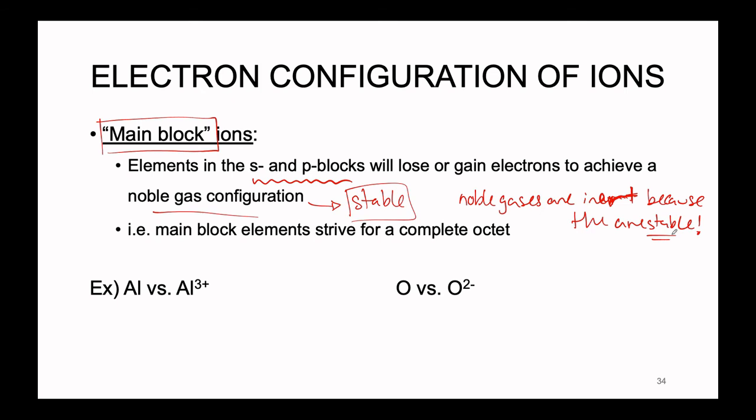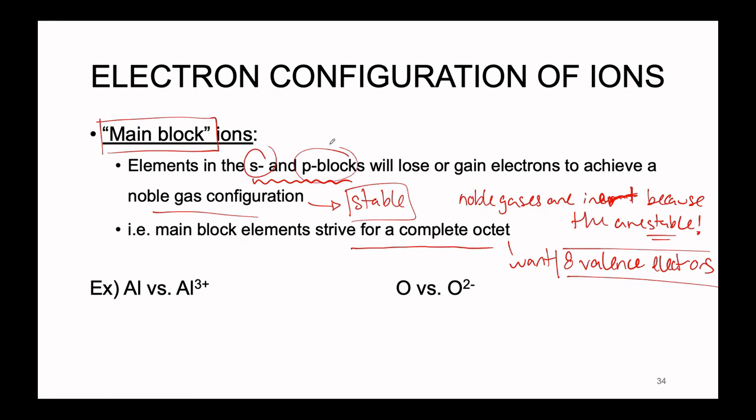There's something implicitly stabilizing about the electron configuration of a noble gas species. Why? It is because the orbitals are full. We don't have any unpaired electrons. There's nothing overtly reactive about it. Everything is content. Main block elements strive for a complete octet. They want 8 valence electrons, because 8 valence electrons means that their s orbital and all 3 of their p orbitals are completely full. So that's what we're going for here.